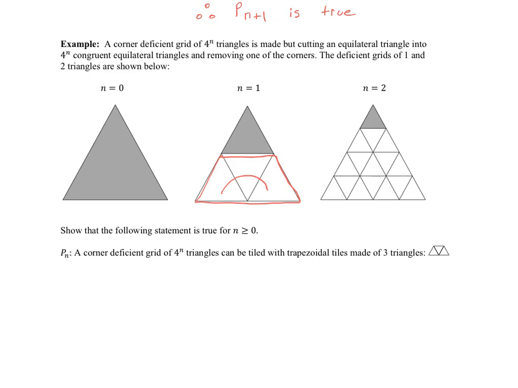So our job is not to go through and specifically tile each one of these grids, but to prove that all of them can be tiled by induction. So let's give this a try. We're going to start out with a base case. In our base case, we need to show that the 4 to the power 0 case is tiled. So in our base case, n is equal to 0. That means we have 4 to the power 0, or one triangle, with the corner missing.